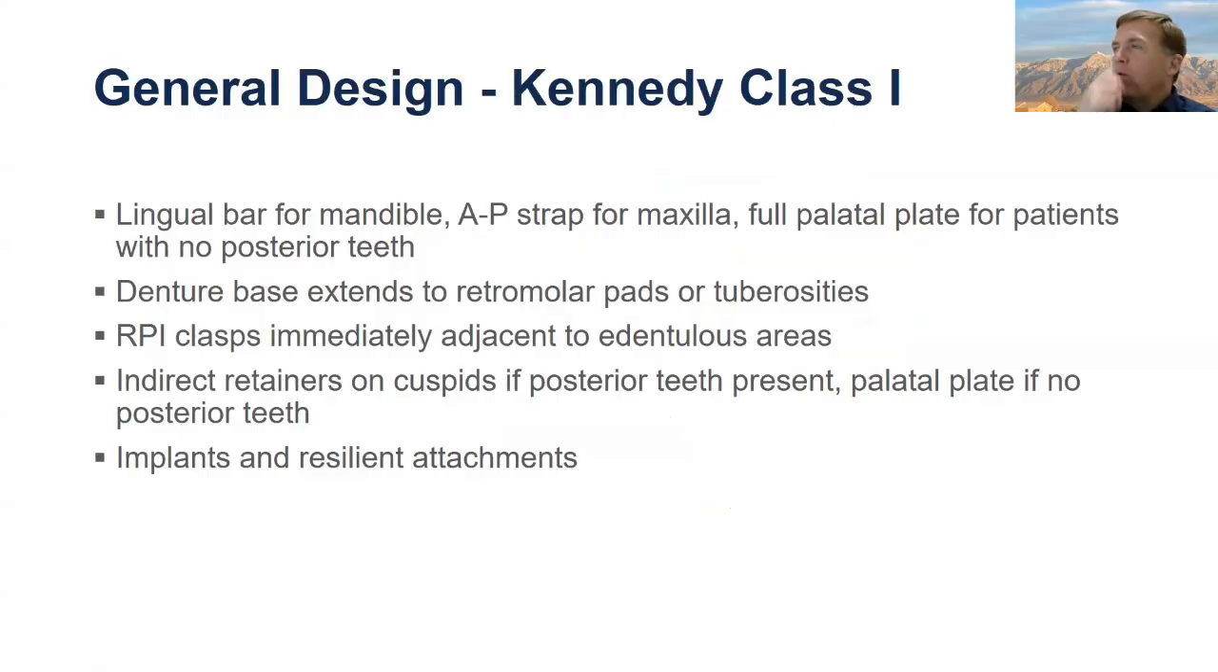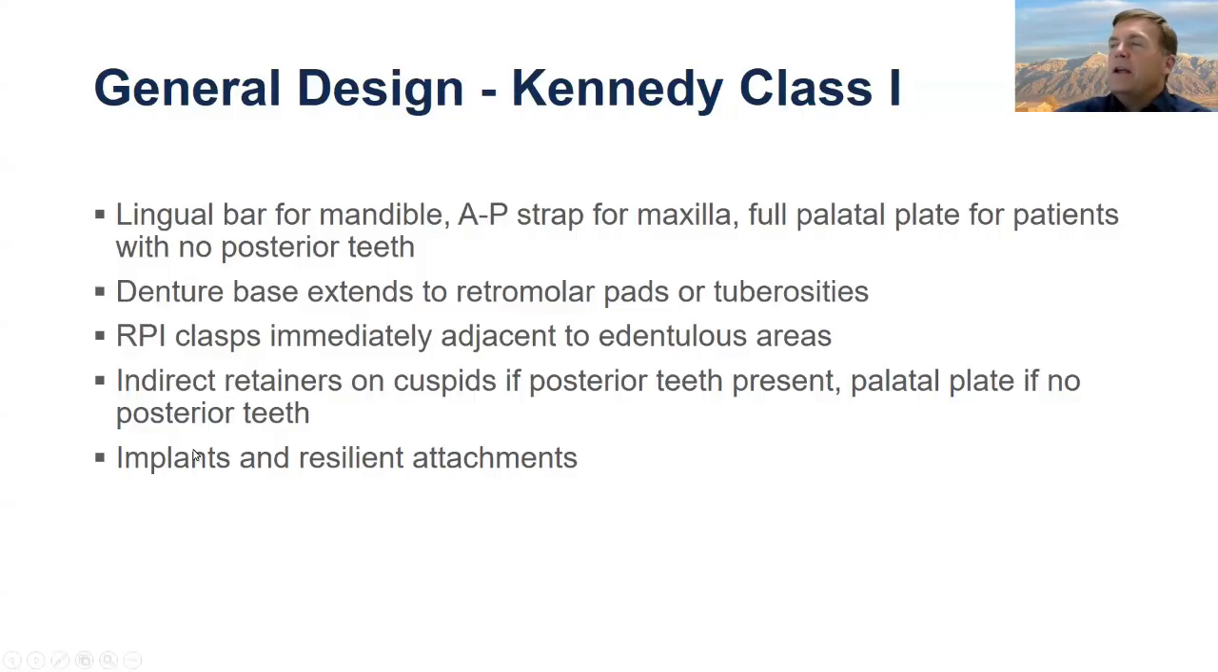So let's talk about when we're planning out these cases, what are some general rules for each one? For a Kennedy class 1, for most of the cases, we're going to want to do a lingual bar on the mandible if we can. It'll be more hygienic and more comfortable for our patients. Again, an AP strap for the maxilla, for taste sensation and the like. Only use a full palate if we need it.